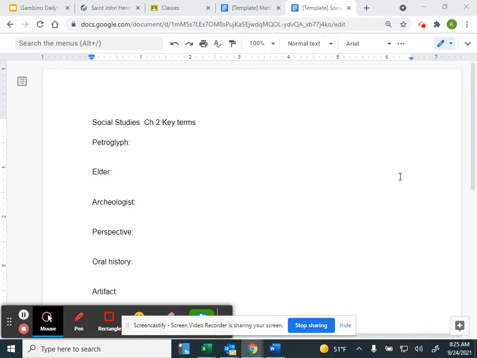Who remembers what a petroglyph is? Katie. Carving made by people? Yeah, it's a rock carving made by humans, not by the glaciers receding, not by animal claws. That petroglyph is made by humans. So if we find petroglyphs in an area, we know that humans have lived there at that time period.